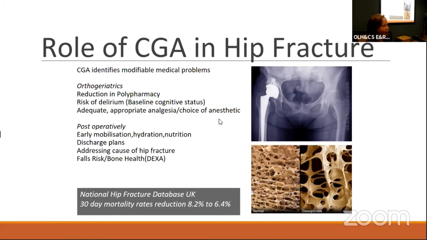Looking at adequate analgesia for the older population, we may veer away from opioid analgesia because of respiratory depression and confusion, and maybe towards IV paracetamol, which has been proven very effective. Choice of anaesthetic: for the more frail person, a general anaesthetic might not be indicated. They might be looking more for spinal or nerve blocks in those cohorts.